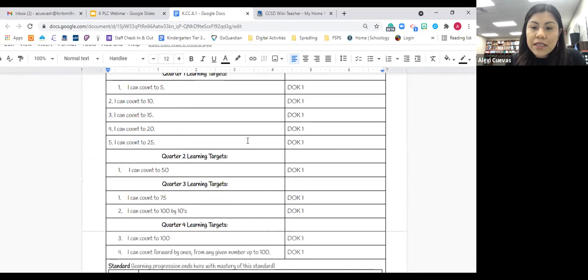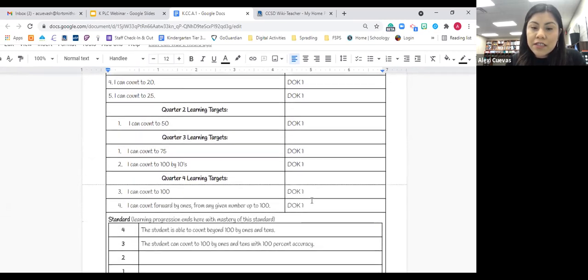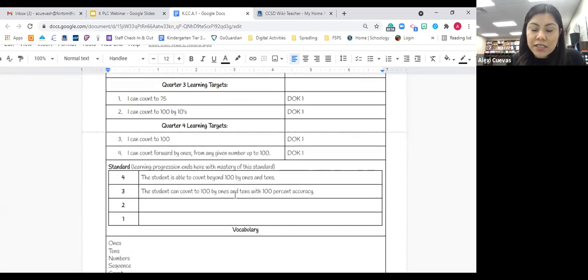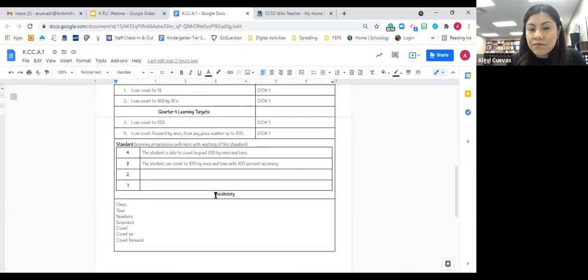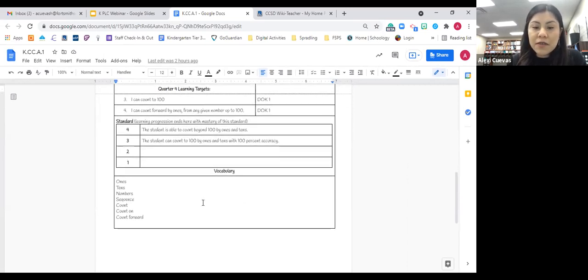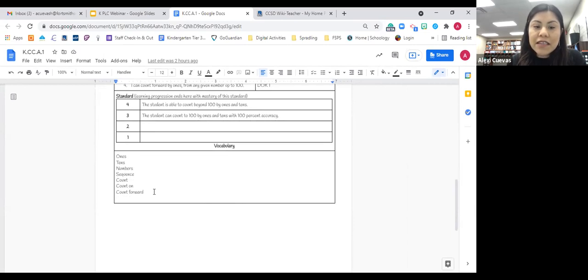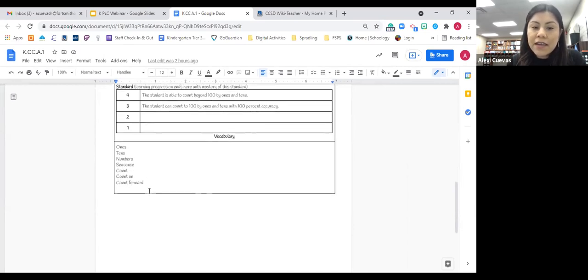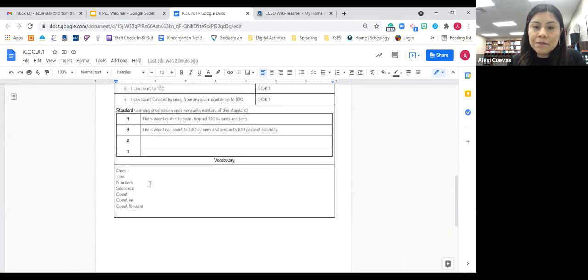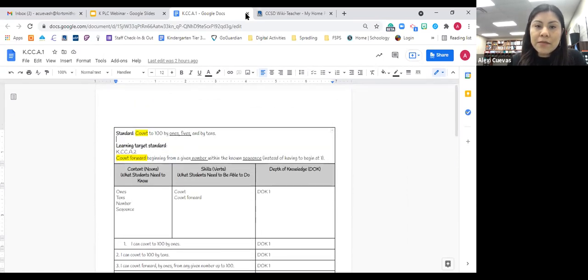So then we listed our DOK levels next to each learning target. And then down here, we have the learning progression, what mastery looks like and what proficiency looks like. So you determine that with your team. You discuss it, what do you expect students to be able to do when they're proficient, when they have mastered it. And then down here, we just list our vocabulary, any vocabulary that we want to make sure that students learn for this standard, we list it there.